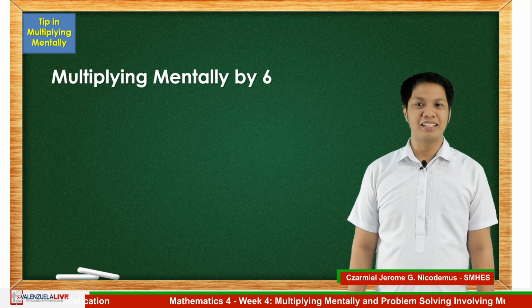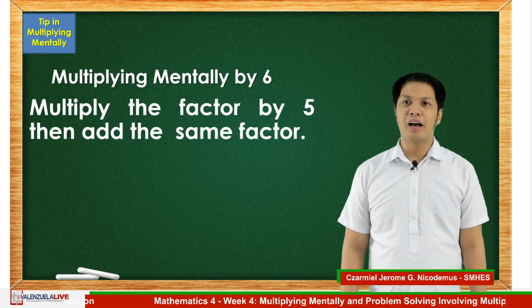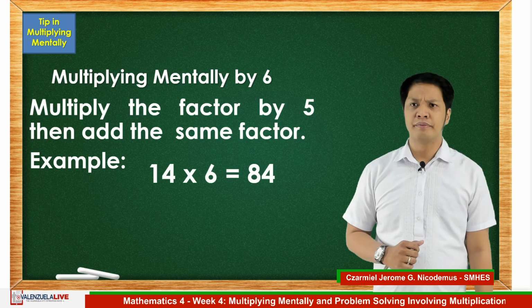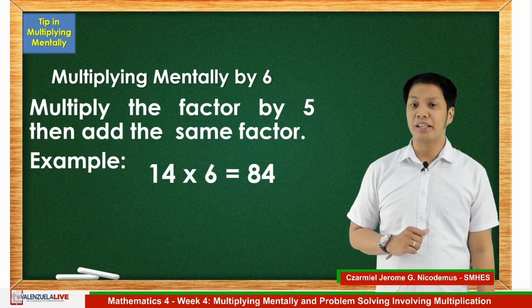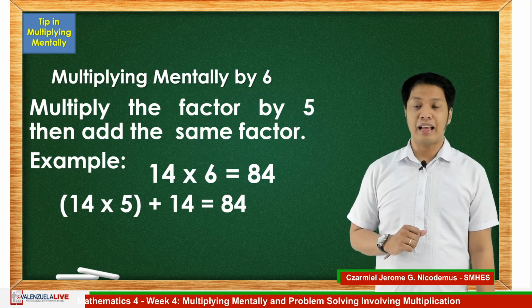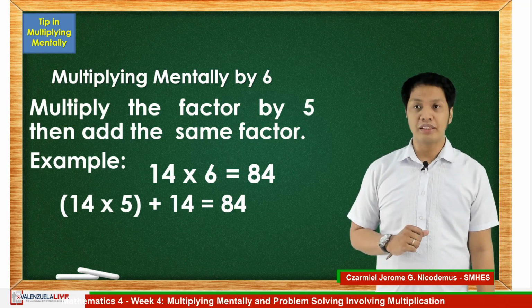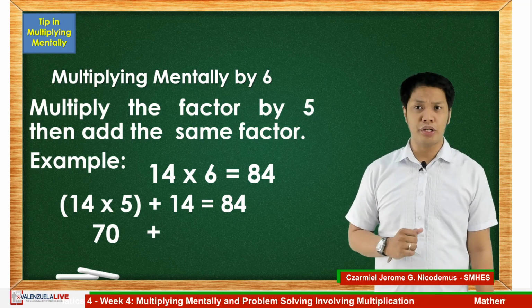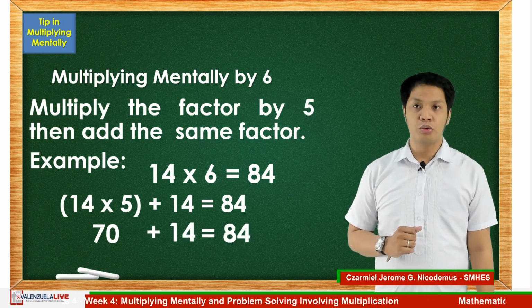Multiplying mentally by 6. Multiply the factor by 5, then add the same factor. For example, 14 times 6 is equal to 84. You can multiply 14 times 5, then add 14. 14 times 5 is equal to 70. Add the same factor, which is 14, is equal to 84.